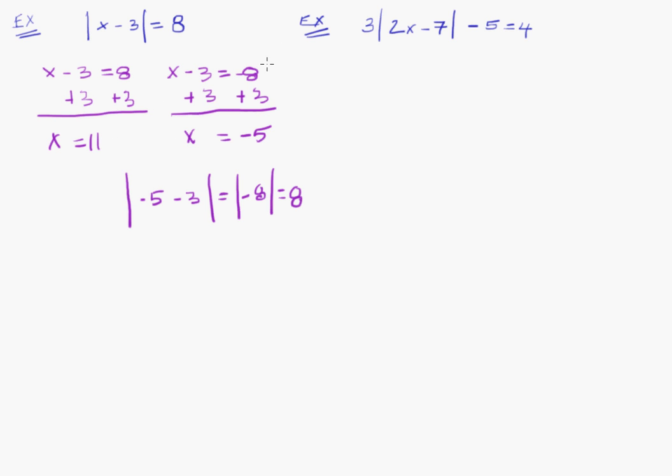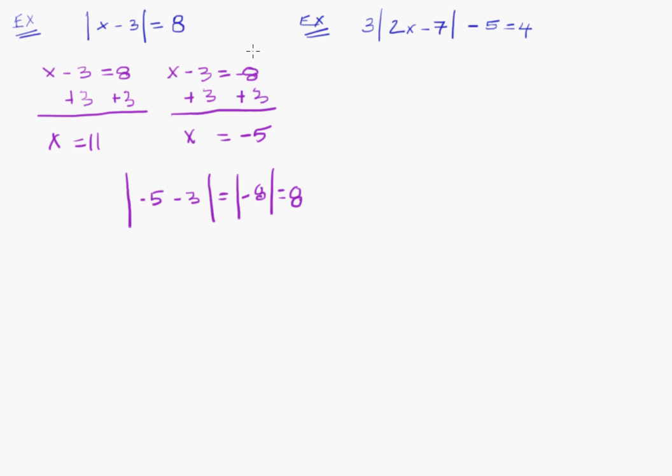Now in the second example, the absolute value is not by itself. It's being multiplied times 3 and 5 is being subtracted. But we actually can't find out what's inside here until the absolute value piece of this equation is isolated, just like we had over in the first example.